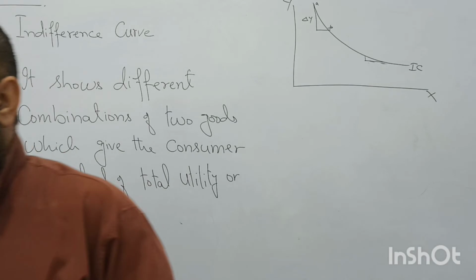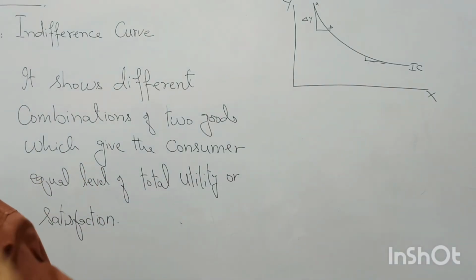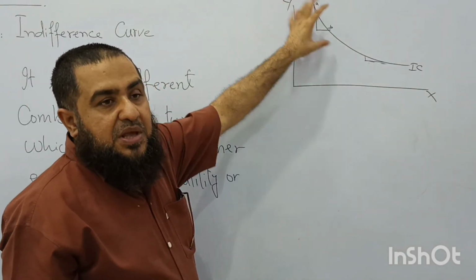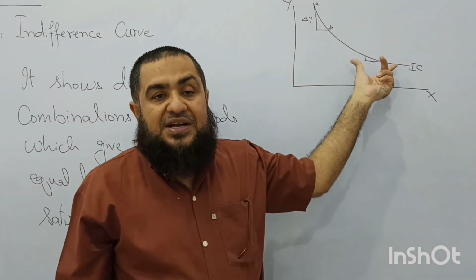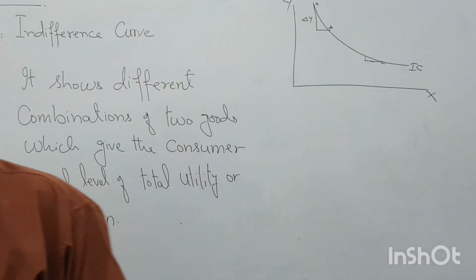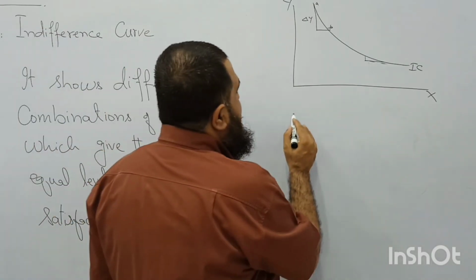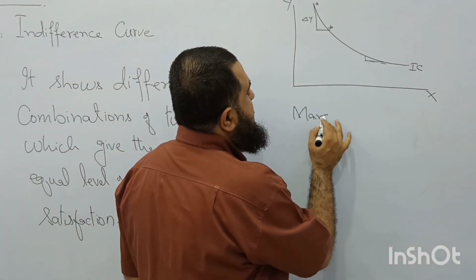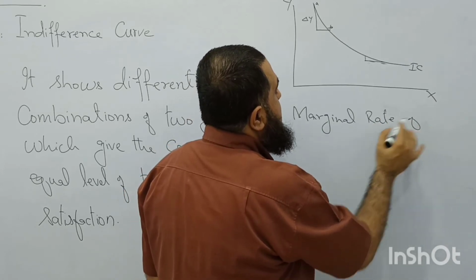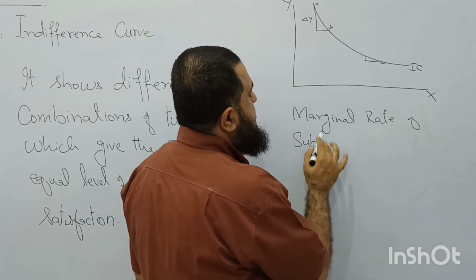What does it mean? The slope of the indifference curve, although it is negatively sloped, and negative slope means what? When he increases X, he has to decrease Y. But its slope is diminishing, and here it is steeper, but here it becomes flatter. Alright? So the slope of the indifference curve is called what? Marginal rate of substitution. What is it called? Marginal rate of substitution.